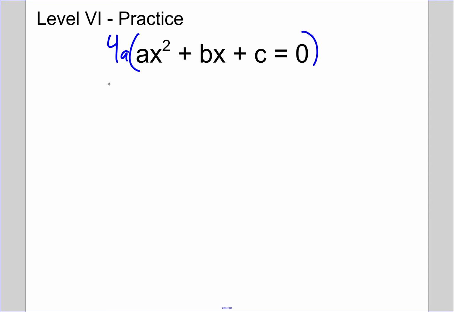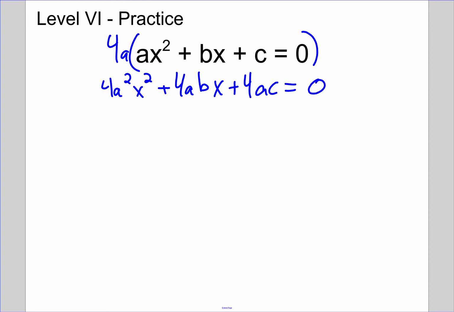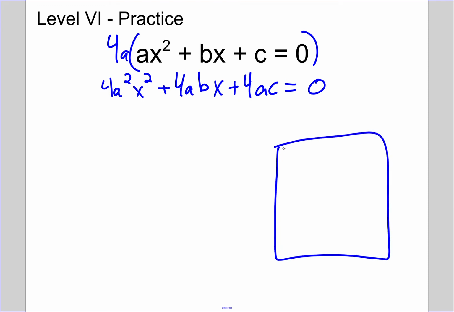So we know we're going to end up with 4a squared x squared plus 4abx plus 4ac equals 0. Now we can jump straight to using our box method. Lots of ways of coming up with the quadratic formula are very messy. Here, all we have to do is multiply by 4a. So we've done that.